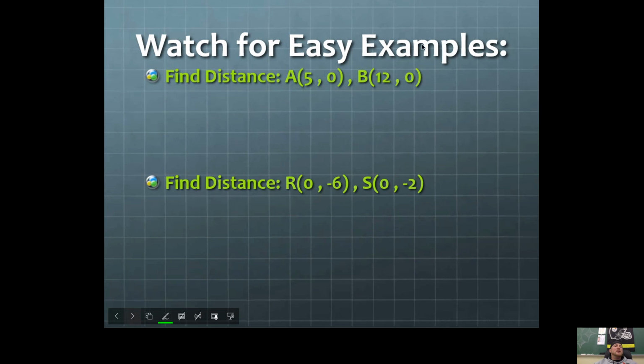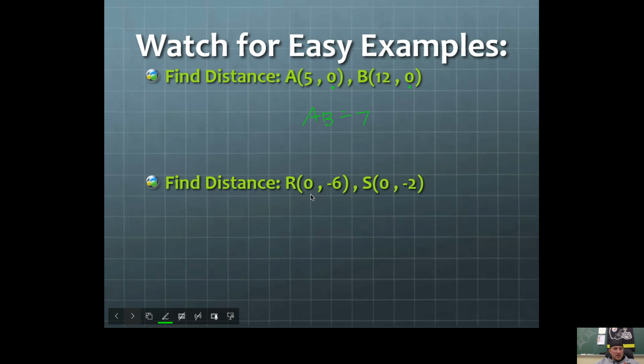Keep your eyes open for the easy examples that we were referencing on the last two. Notice how these x values are different, but these y values are the same. So how far is it from 5 to 12? From 5 to 12 is 7 units. That's all I had to do. I didn't have to use the whole distance formula, but I could. It'll still give me the same answer.